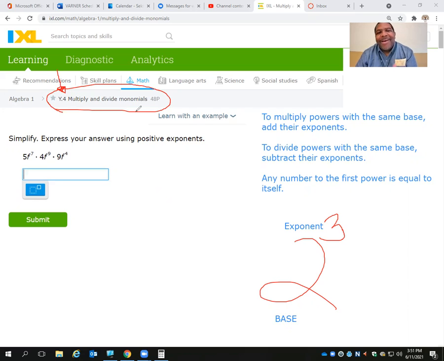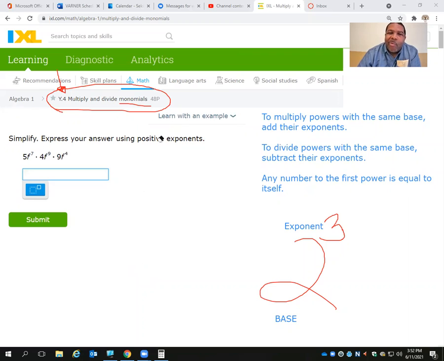Y4. All right, multiply and divide monomials. Once again, a monomial is a number or a letter. It might have an exponent on it. It could be z5 and could be z to the third power 5. Both of these right here are monomials.